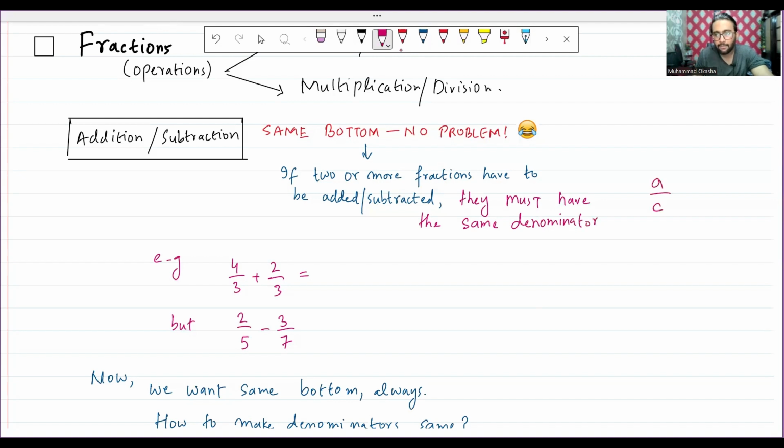For example, a divided by c plus b divided by c. So the bottom is the same. Same bottom, no problem. So I could just add the ones on top and write the bottom one, and that will be my answer. Okay, this is a general rule. It goes for addition as well as for subtraction, it works both ways. I'm sure you know about this before as well. I don't think it's something very surprising.